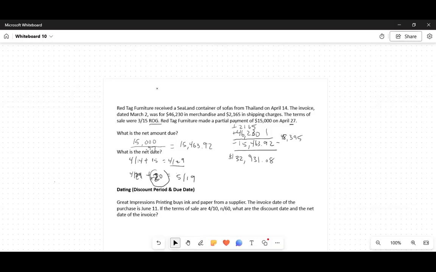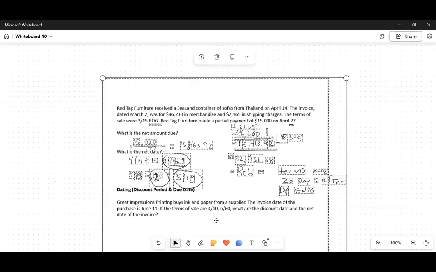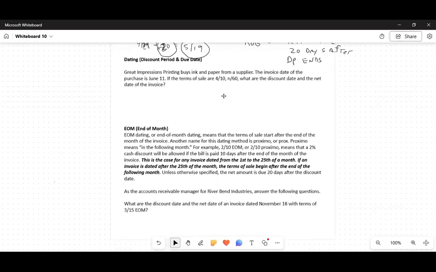So those are some rules that you would find in the book. Basically, when it says ROG, that means the terms are 20 days after the discount period ends. So since it ended on the 29th, 20 days is 5/19. That's when it's absolutely due. All right, we're going to look at a date here, and then we'll do the end of month.